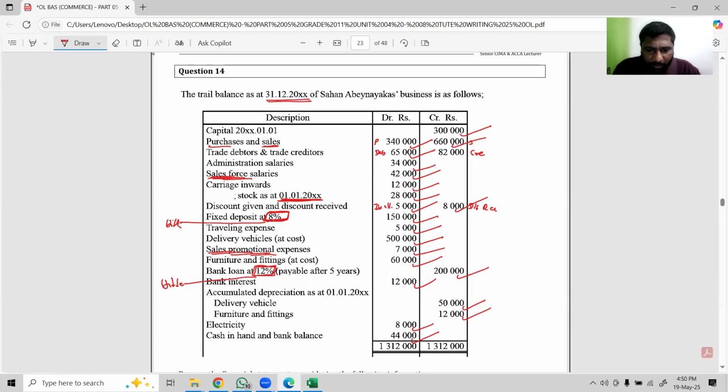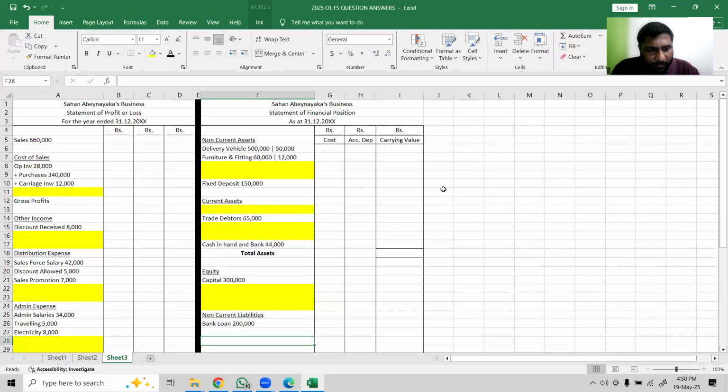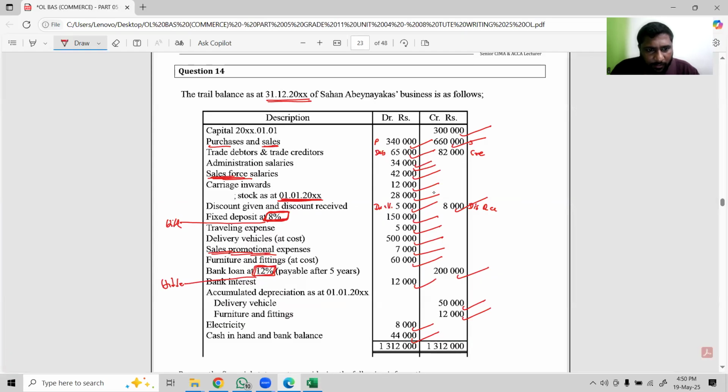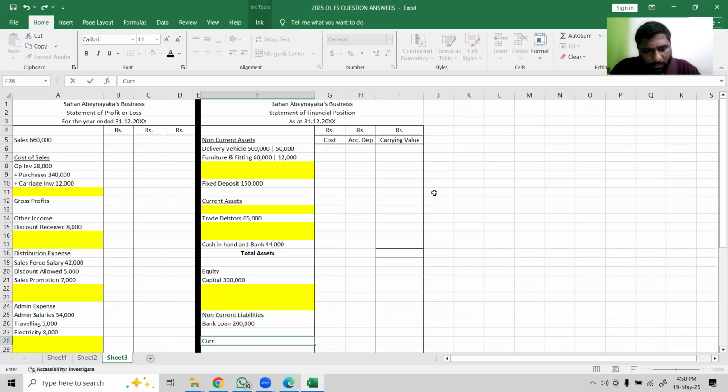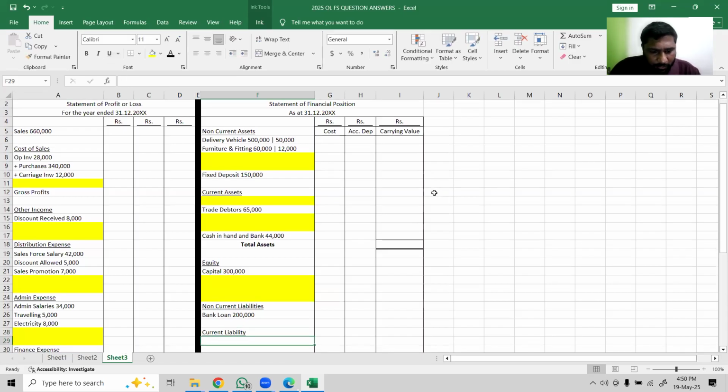Then current liability. We took everything. Creditors 82,000. Current liability. Trade creditors 82,000. That's all. Now quickly, we have to do the adjustments. We have to record the adjustments into 2 places.